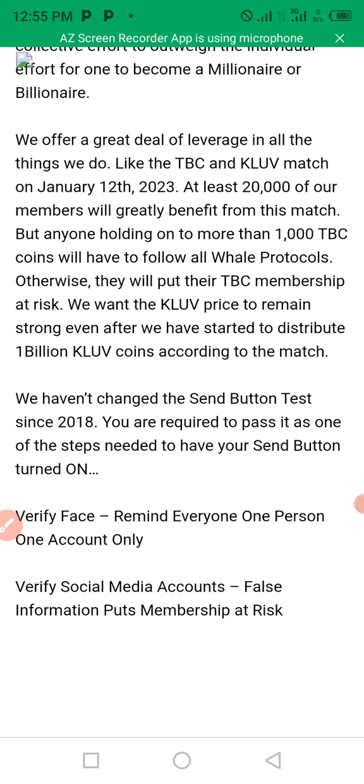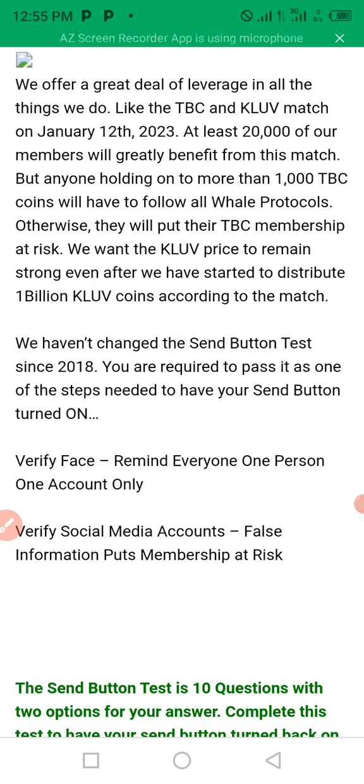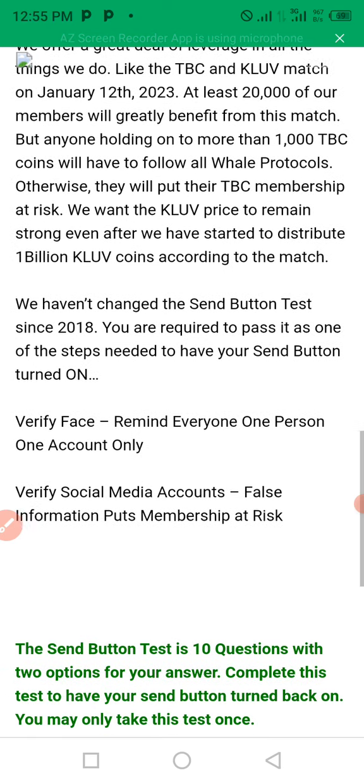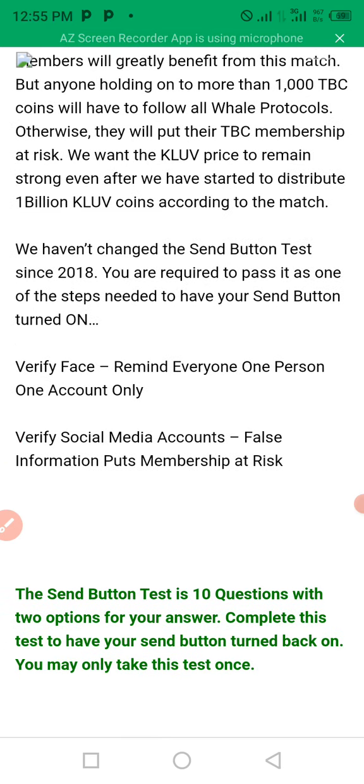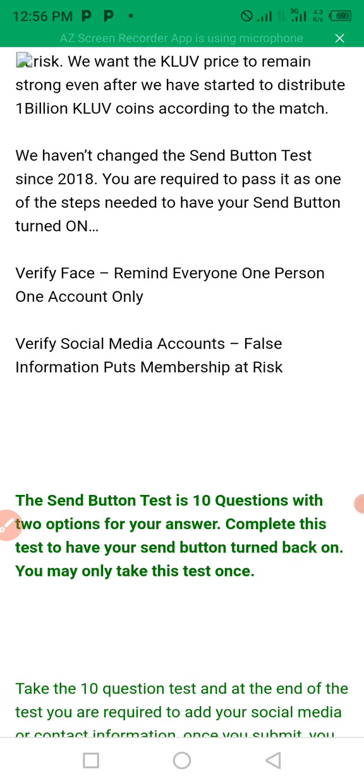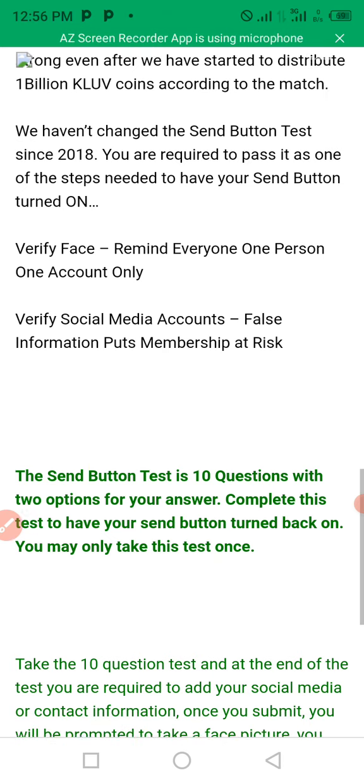We want the K-Love price to remain strong even after we have started to distribute 1 billion K-Love coin according to the match. We haven't changed the send button test since 2018. You are required to pass it as one of the steps needed to have your send button turned on. Verify face. Remind everyone, one person, one account only. Verify social media account. False information puts membership at risk.